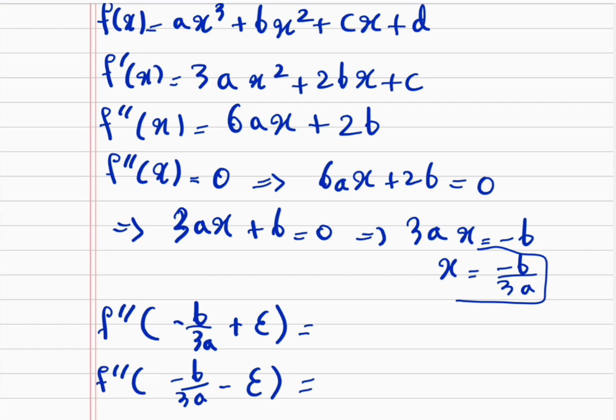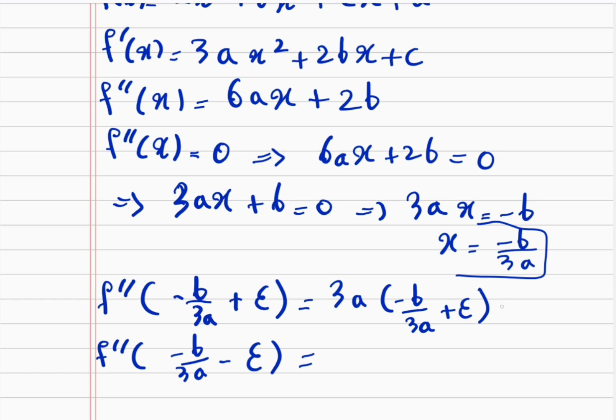Now it's just a matter of substituting these into f double dash x to find the values. For the first one, we are going to have 3a times minus b over 3a plus epsilon plus b. Sorry, here I made a mistake in substitution, because the equation of f double dash x is 6ax plus 2b. I mistakenly substituted into 3ax plus b. That is basically solving the equation and simplifying it, not the actual f double dash x.